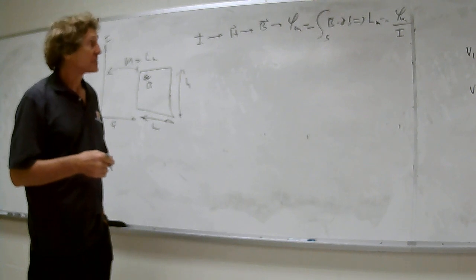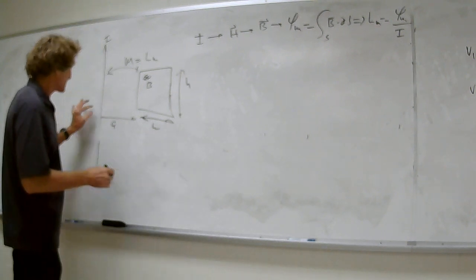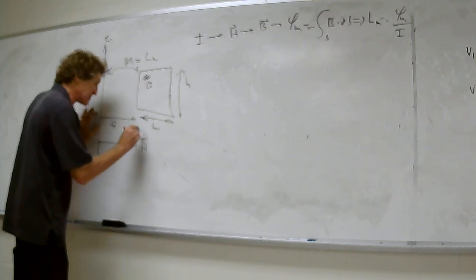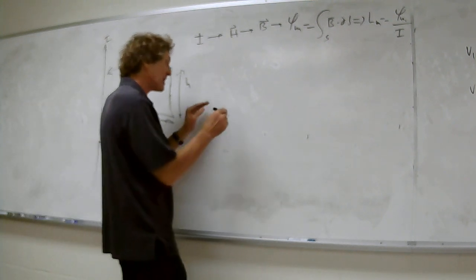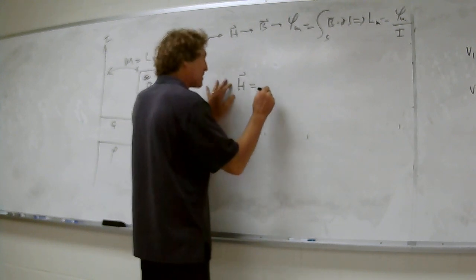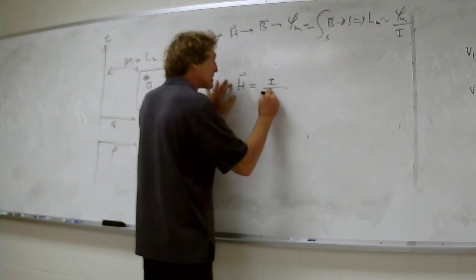Okay. So I have I. So tell me, at a given distance rho away, what is the H? Anybody? I over 2 pi rho.